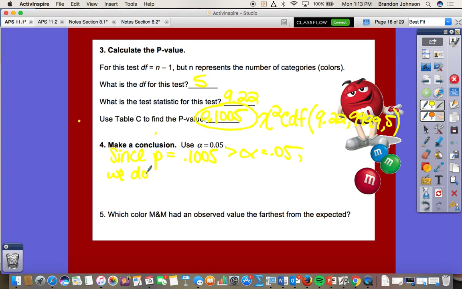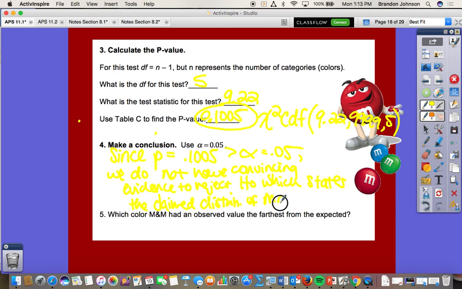Now, what is H0 again? Perfect. That the claim is true. So we would just say we do not have convincing evidence to reject H0, which states, I know this is long, I just want to make sure we get it the cookie cutter way, the claim distribution of M&M colors is true. Good. Evan, we do not have convincing evidence to reject H0, which states the claim distribution of M&M colors is true.